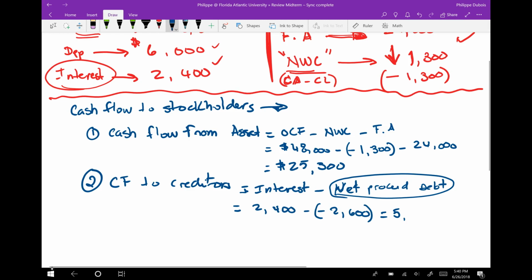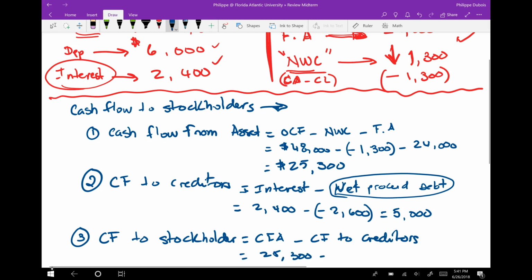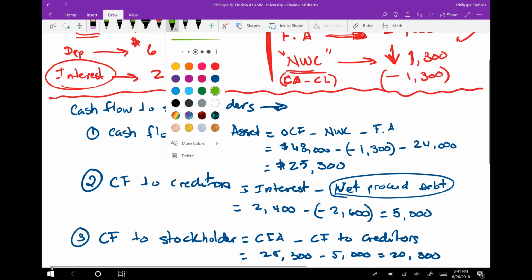Yep, on the money, 5,000. Now you can calculate the cash flow to stockholders. This is simply the cash flow from asset minus the cash flow to creditors. This will be 25,300 minus 5,000, and that answer is $20,300, and this is your answer right here.